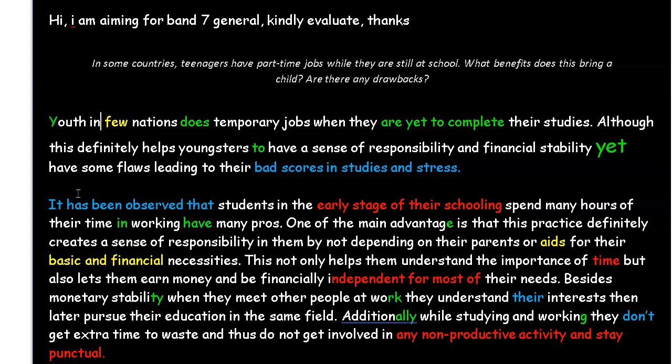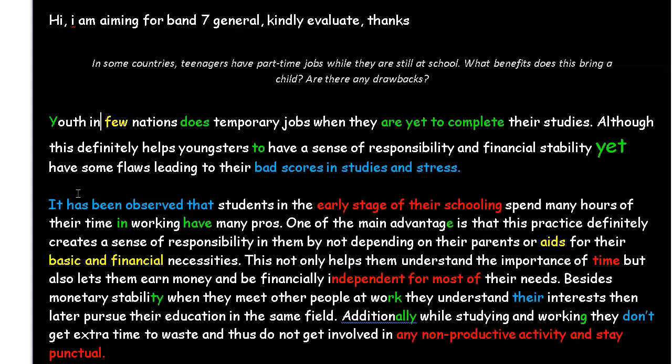Temporary jobs are not the same thing as part-time jobs. Part-time jobs are when you work less than 40 hours per week or less than 30 hours per week. Temporary jobs mean that the start and end date of it are fixed. When they are yet to complete their studies, color.